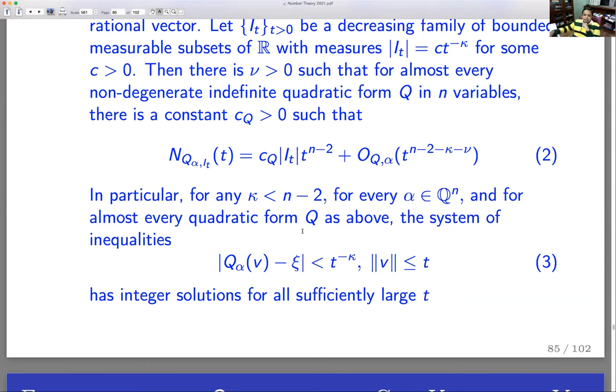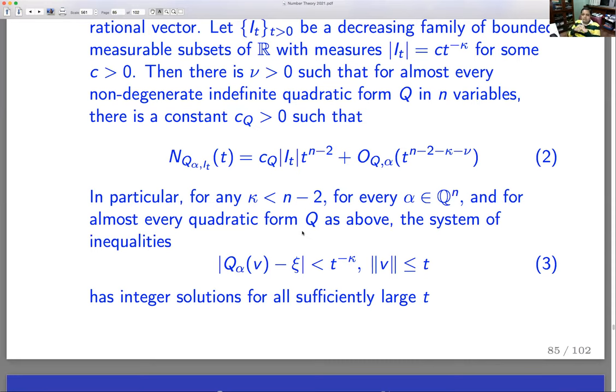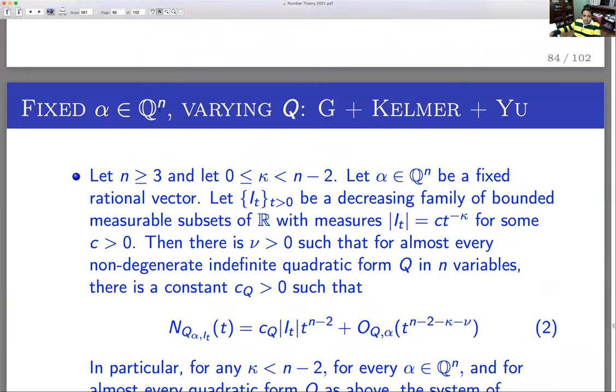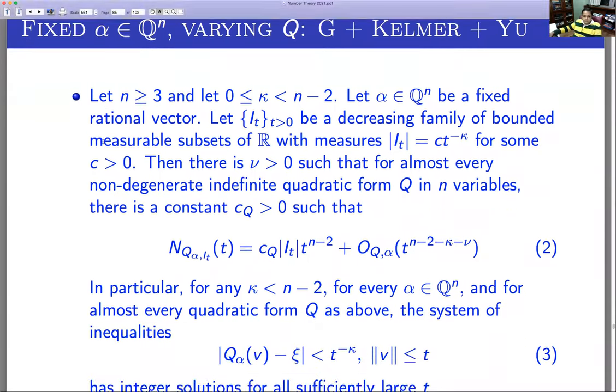Okay, so this is the situation. If you fix a rational shift and allow the quadratic form to vary, you can get very good bounds in the counting of solutions to quadratic inequalities, as well as effective versions of inhomogeneous quadratic inequalities. We also have a result for fixed shifts which are not rational, but this is not as nice as this result. It depends on doing some Diophantine approximation and approximating this irrational shift by rational shifts. So I won't bring that up. It's possible to prove some results, but it's not as good.